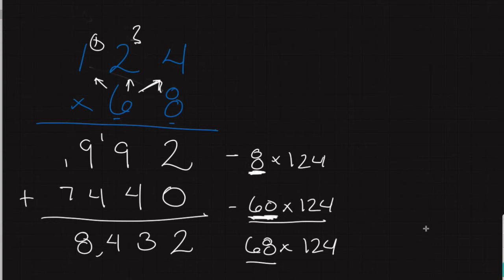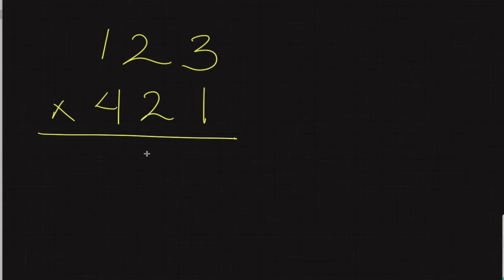Let's see what it looks like when there are 3. Here's a 3-digit number by a 3-digit number. That means I'm thinking ahead, right? I'm stopping to think ahead. That means that my first line is going to be 1 times 123, right? That's the ones place. Next line is going to be 20 times 123. That's the tens place.